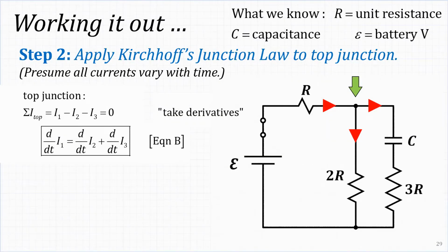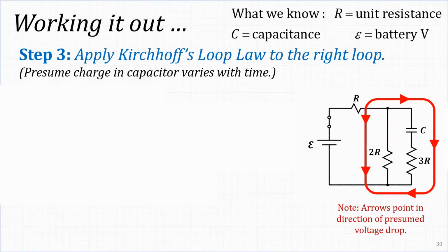Next, I will apply the junction law to relate all 3 currents in a derivation equation that I will call equation B. Finally, I will apply Kirchhoff's loop law to the right loop. Remember, we're tracking all the drops and rises in potential, so they will cancel out. And here's the result of that thought process.